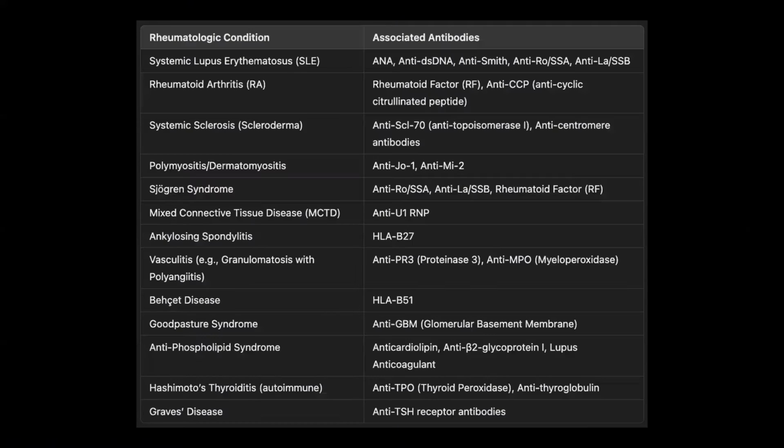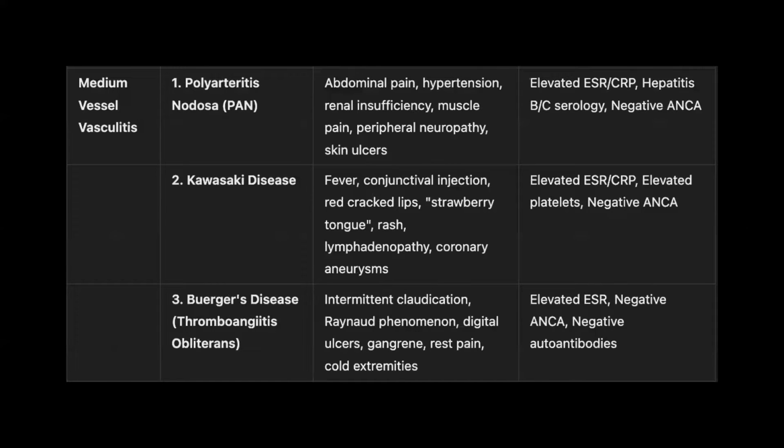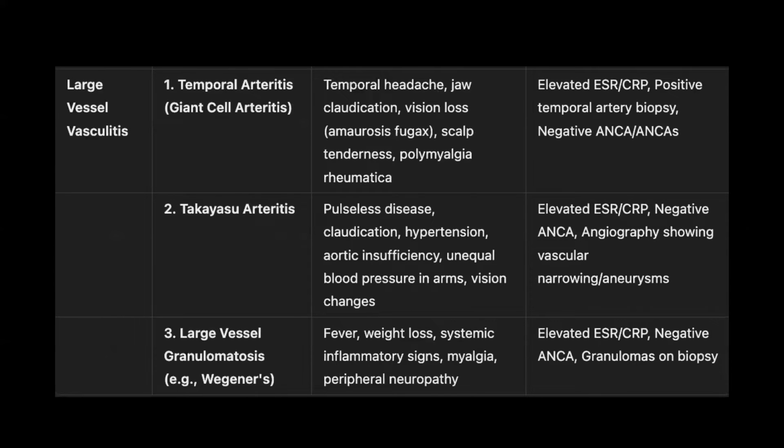Here are some high yield room conditions and associated antibodies. Here's some forms of vasculitis. So you want to think about this in terms of small vessel vasculitis, medium vessel vasculitis, then large vessel vasculitis. And I have the associated findings with each of these. These are high yield for Step 1.